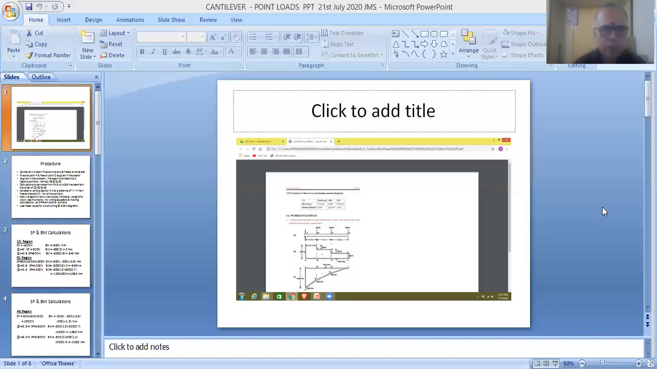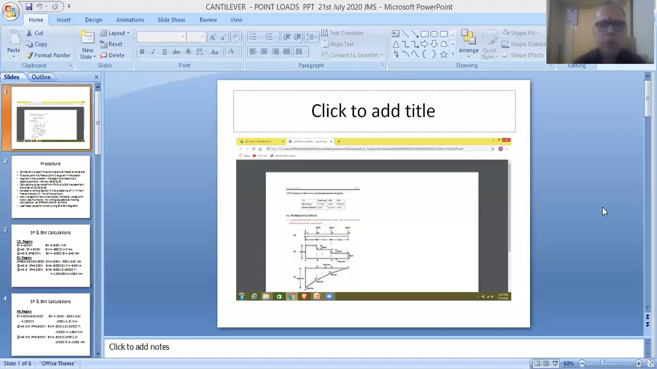For constructing these diagrams, we have to calculate shear force values and also bending moment values at different points along the length of the beam. Taking these values, ultimately we have to construct these diagrams. The first one is called the shear force diagram, and the second one is referred to as the bending moment diagram.